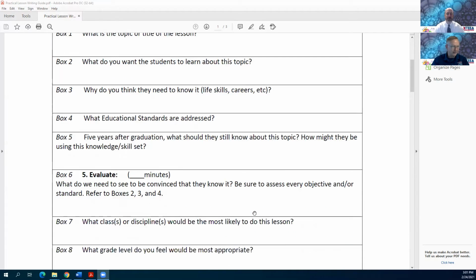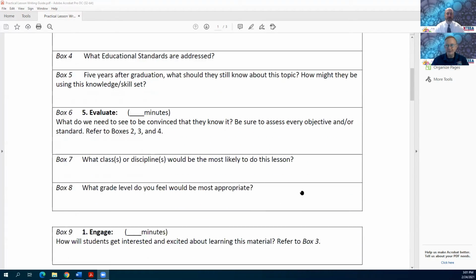Okay, box 6. This is where it gets a little bit different. Box 6 is actually step 5, the 5th E of the 5E process. It's the last thing that you do when you teach the lesson, but it's the first thing you do when you write the lesson. Why do we write the evaluate section first? Think about that for a minute.